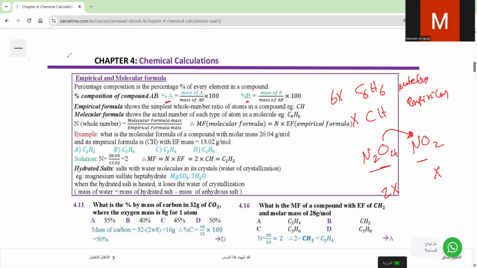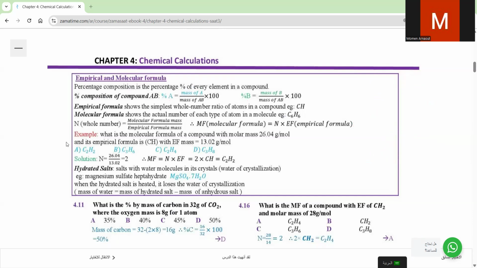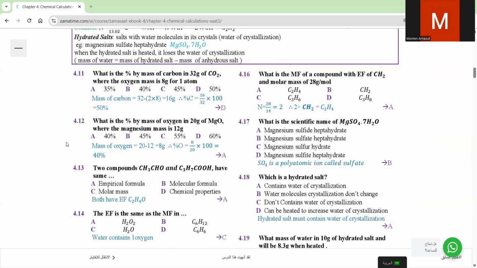Okay. Let's start with the first question. What is the percent by mass of carbon in 32 gram of carbon dioxide, where the oxygen mass is 8 gram for one atom? It is 32, and the oxygen is 8 for one atom. So for two atoms, oxygen will be 16.